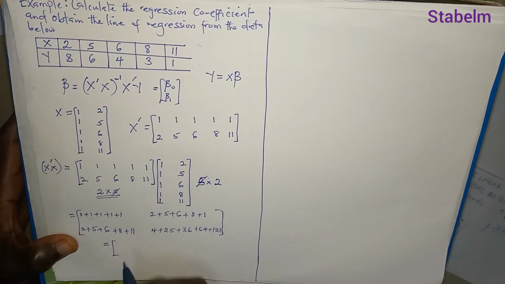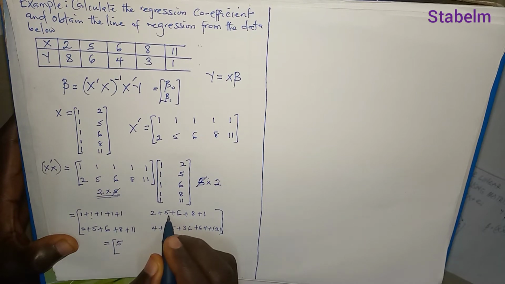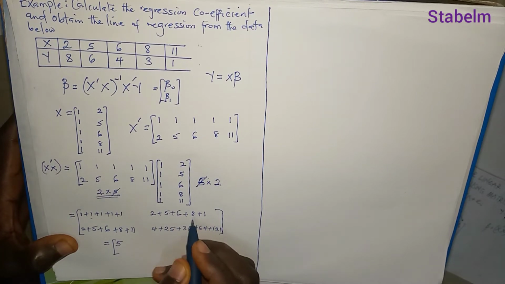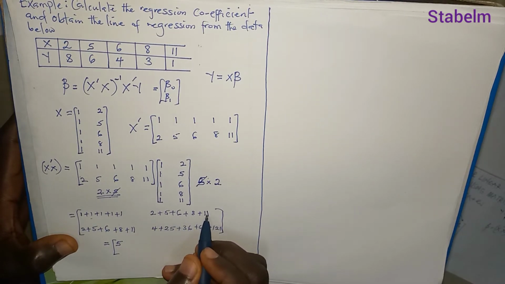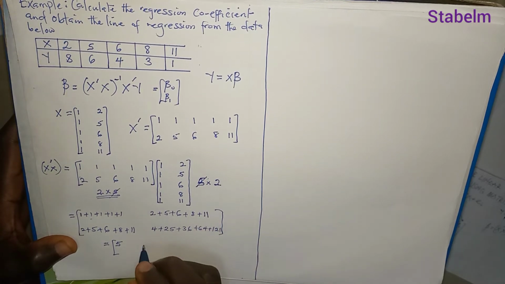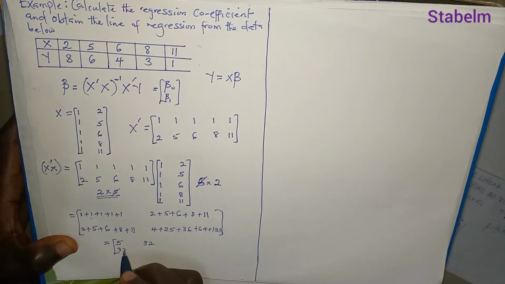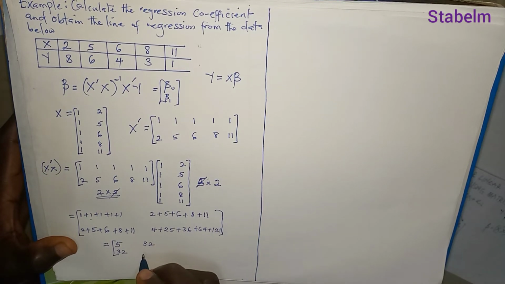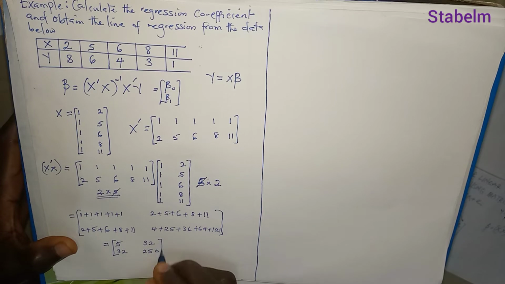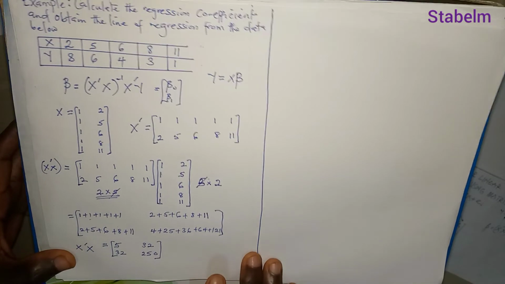1 plus 1 plus 1 plus 1 plus 1 will definitely give us 5. 2 plus 5 plus 6 plus 8 plus 11 is going to give us 32. Then the same thing here, we're going to have 32. 4 plus 25 plus 36 plus 64 plus 121, all this will give us 250. So we have our matrix here, which is x prime x.